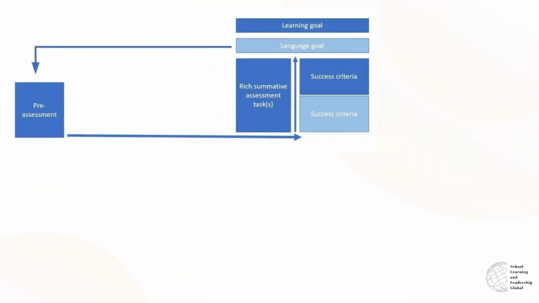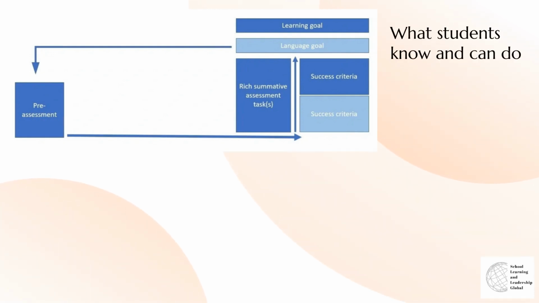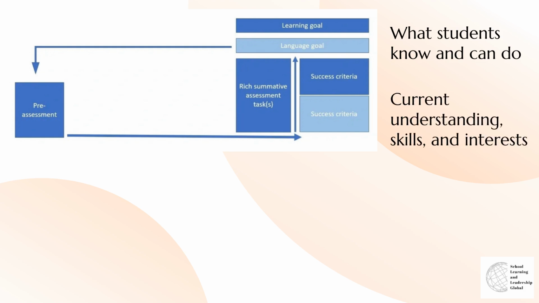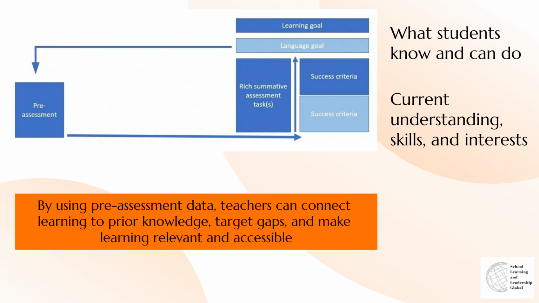With our learning and language goals, rich summative task, and clear success criteria in place, we start by finding out what students already know and can do. Pre-assessment is our entry ticket. Students show their current understanding, skills, and interests so we can meet them where they are. This current level data helps us decide which success criteria need more time, which can be skimmed, and where to build in scaffolds or stretch. Using it up front lets us design lessons that connect to prior knowledge, target real gaps, and make the learning sequence more relevant and accessible for every learner.